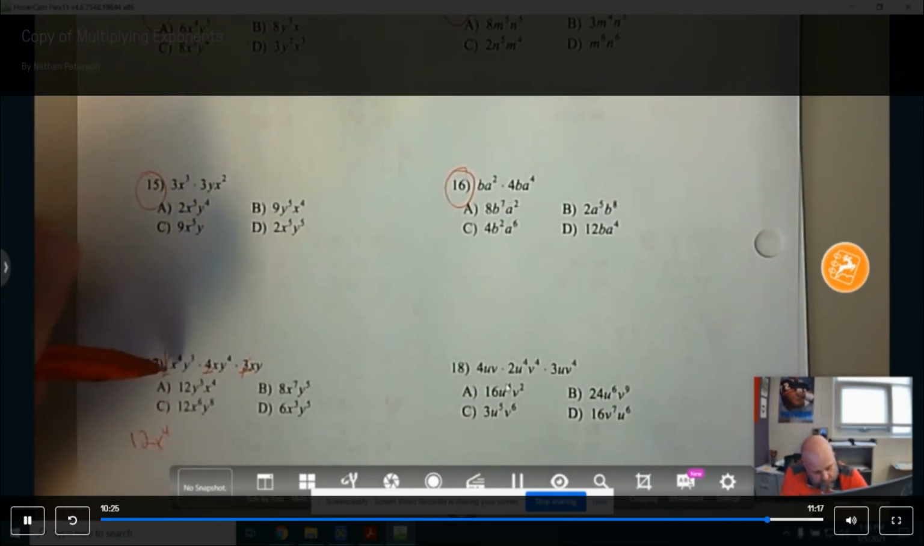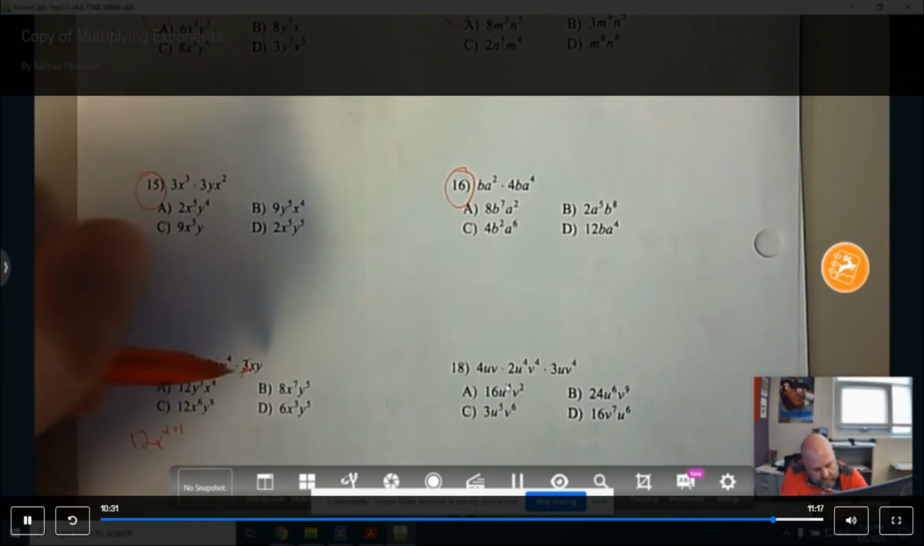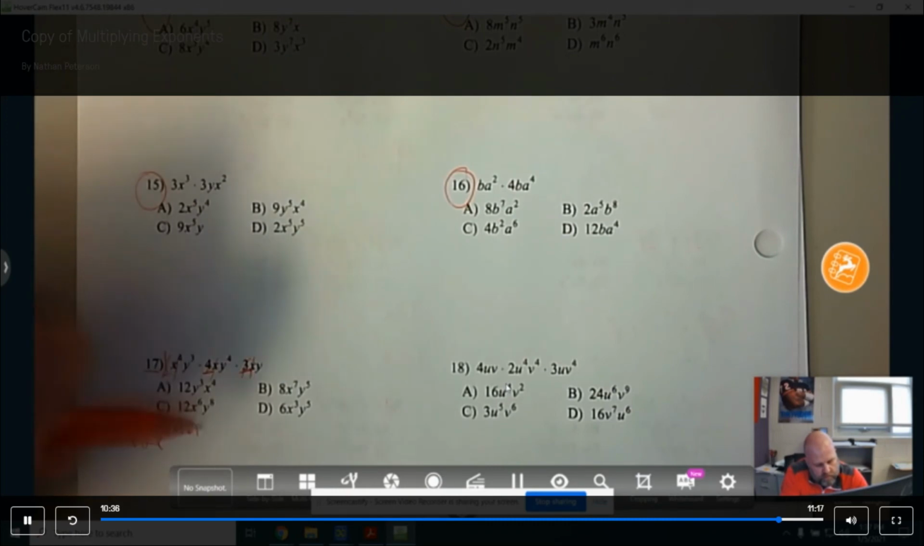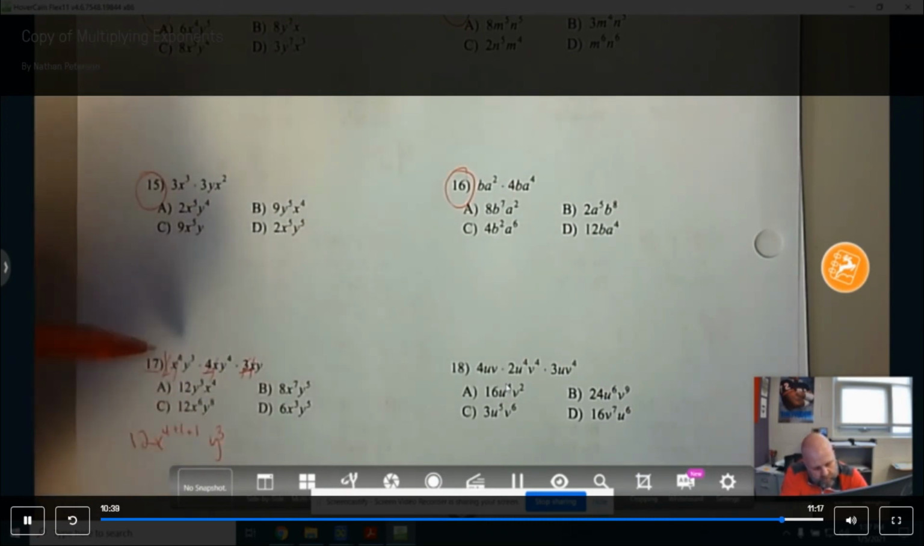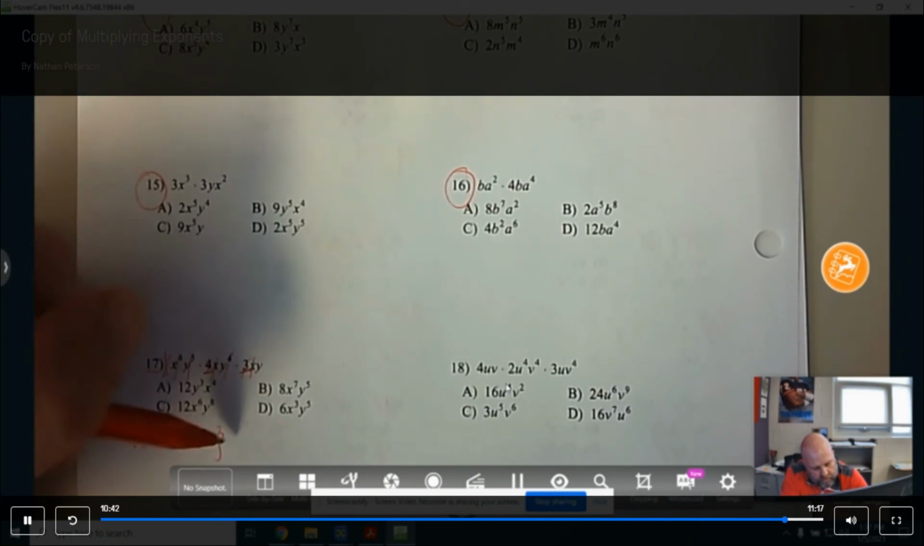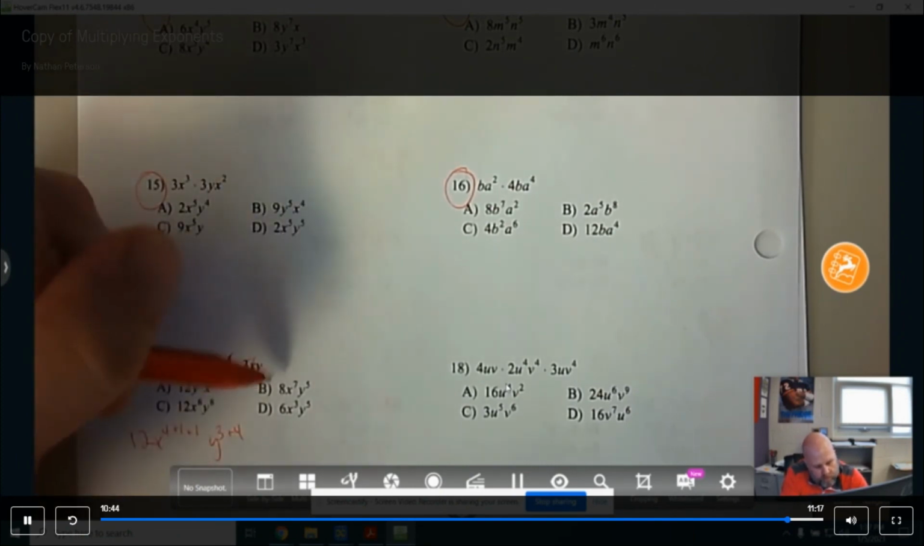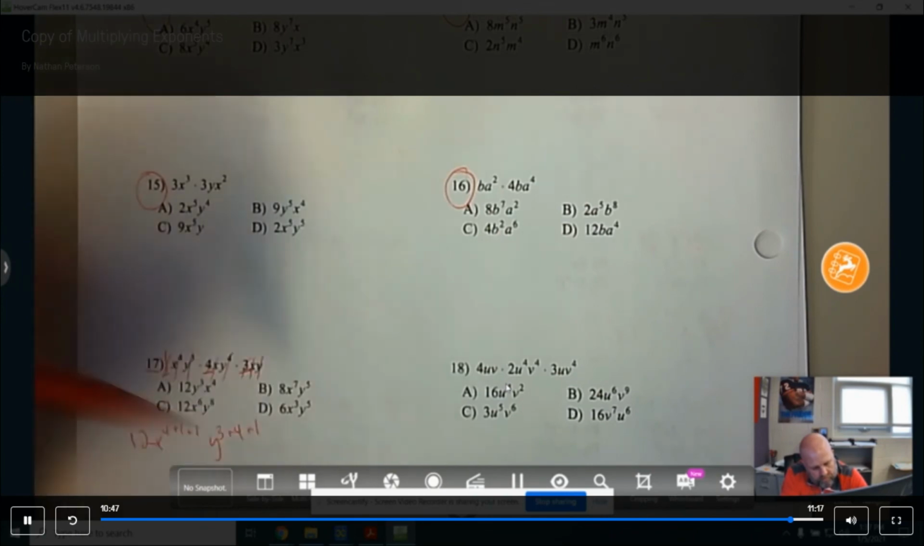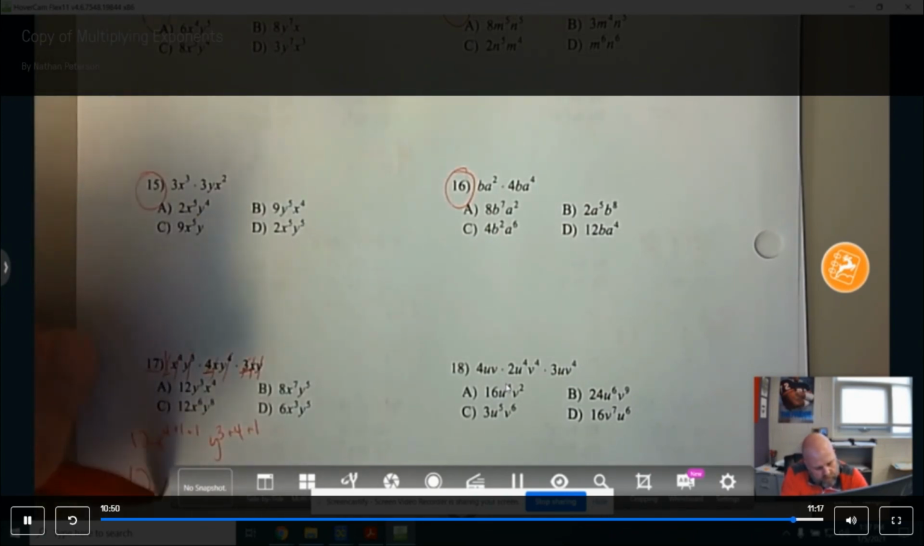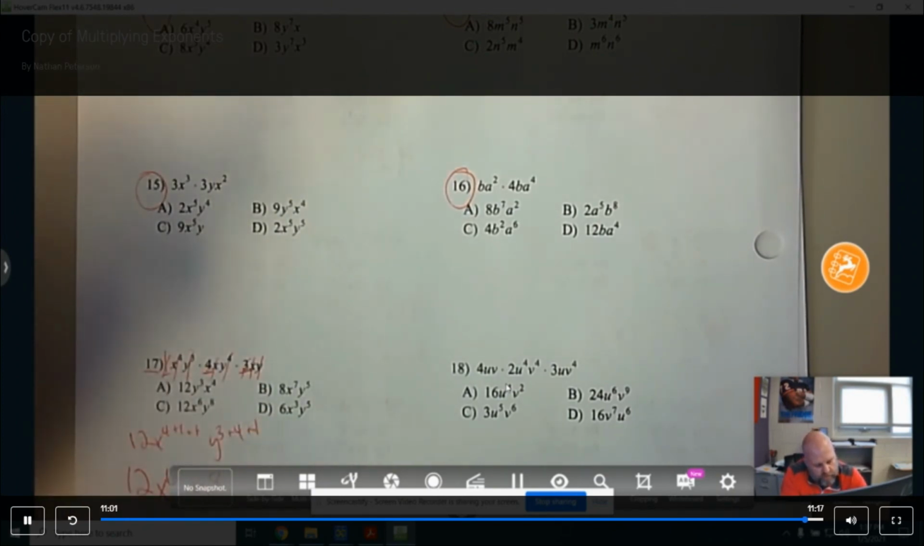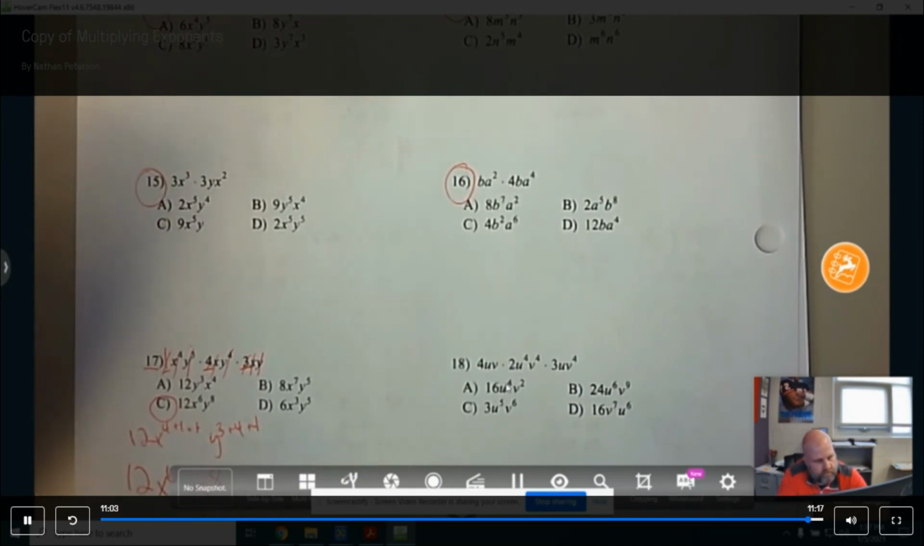So I have 4 x's. Cross that off. I've got 1x. And I've got another 1x. Okay, then my y's, I have 3 of them. Then I've got 4 more. And then I have this 1y in the back. So clean it up, 12x, 4 plus 1 plus 1, 6. Y, 3 plus 4 plus 1, 8. So 12x to the 6th, y to the 8th.